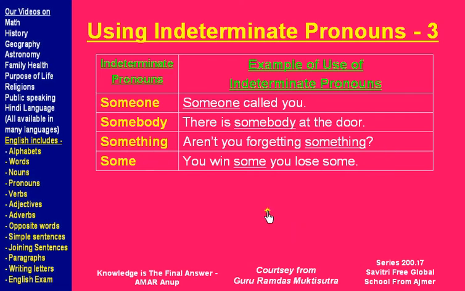Next example, you win some, you lose some. Say if we said you win some fights and lose some fights, then some would have been an adjective. Because there is no noun following these, it is a pronoun. So it is replacing fights or competitions or exams or anything else. Because it is replacing a noun or a pronoun in an indeterminate fashion, it is called an indeterminate pronoun.